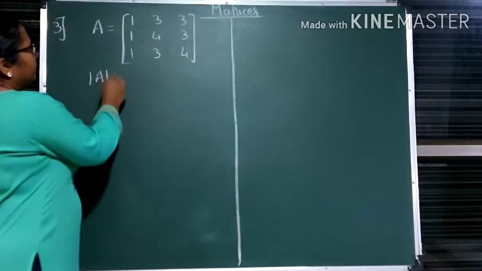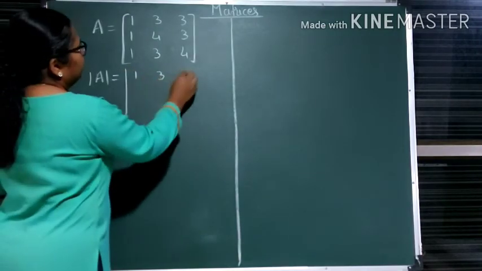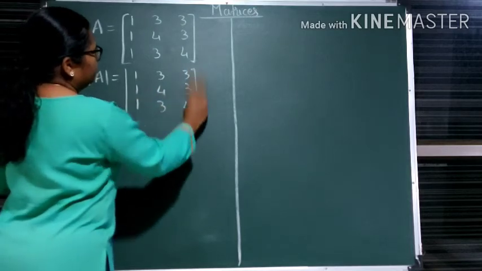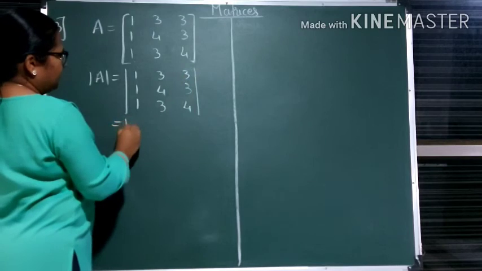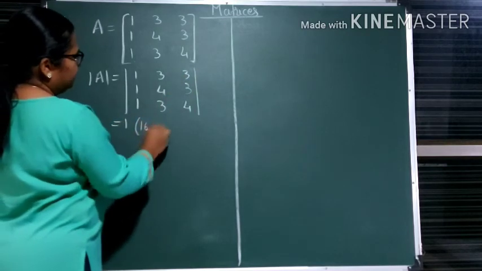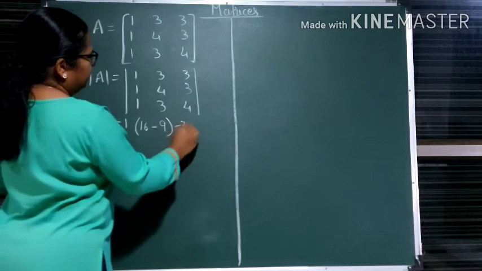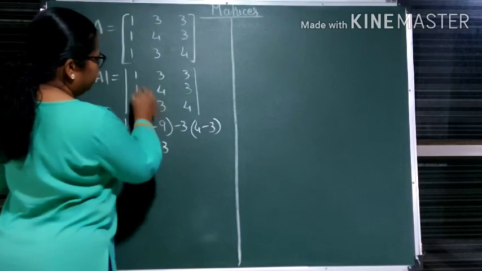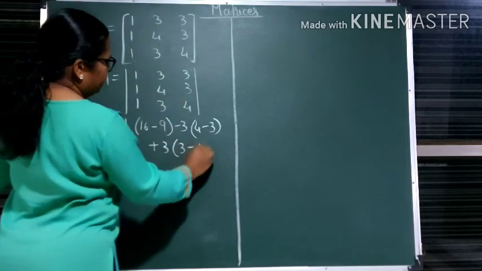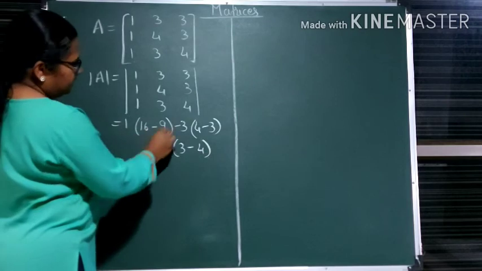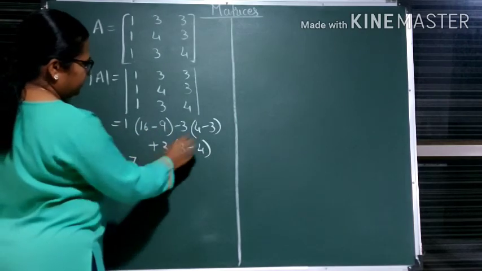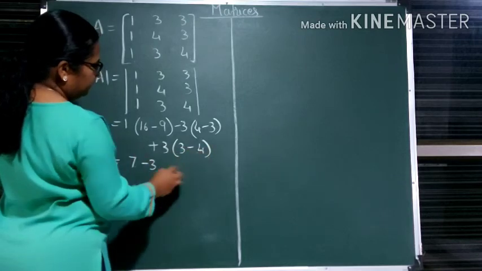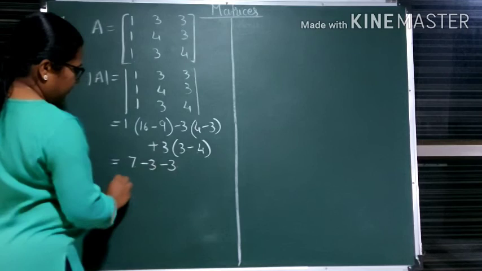So determinant of A: 1, 3, 3, 1, 4, 3, 1, 3, 4. Let's solve it. 1 into (4 into 4 is 16 minus 3 is 9), minus 3 into (4 minus 3), and plus 3 into (3 minus 4). So 16 minus 9, how much is it? 7. 4 minus 3 is 1, minus 3. 3 minus 4 is minus 1, into 3 is minus 3. So here you get equal to 1.